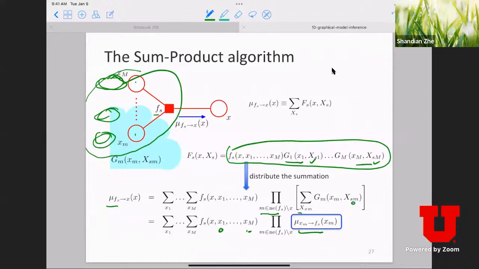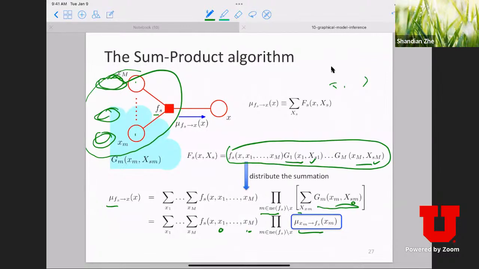Again, because the XSMs do not overlap, that means you don't need to first do the product and then do the summation. You can just move the summation inside the product across the trees, across the subtrees. That's the idea.